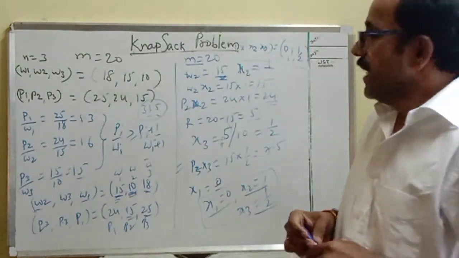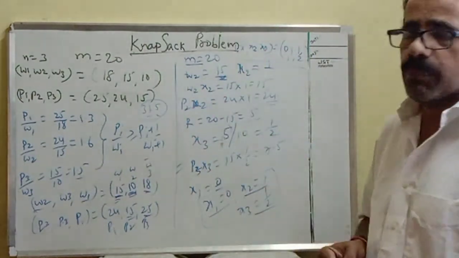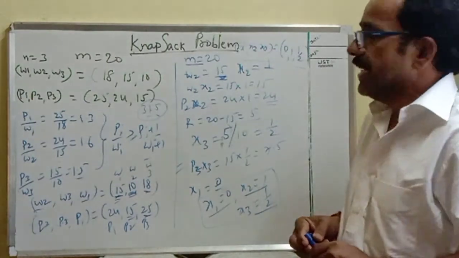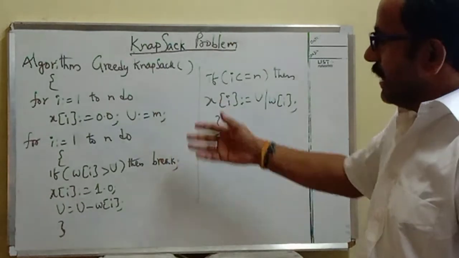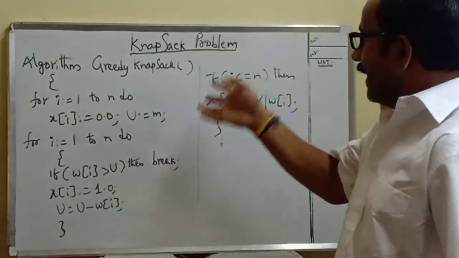Okay, now like this we can solve the problem. Now I am going to explain the algorithm for this knapsack problem. So this is the algorithm for the greedy knapsack problem.